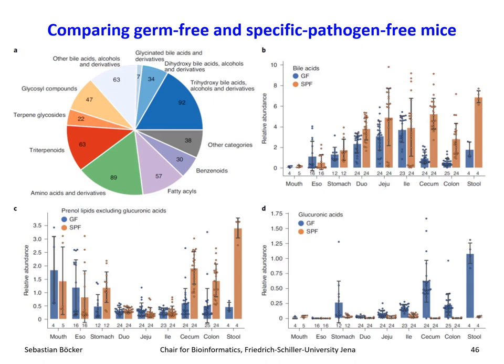Next example. Here we compared the digestive system of germ-free and specific pathogen-free mice, where you see that through the digestive system there are particular differences for particular compound classes. So three that are particularly interesting here are bile acids, phenolipids, and glucuronic acids. Whatever that means to you, I can't really tell you.